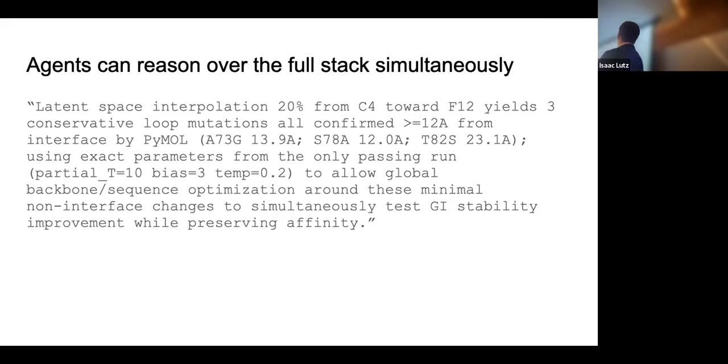And then also we take things from the experimental data, in this case, qualitative experimental data, to understand what we actually want to do here. The agent has chosen to preserve affinity while trying to improve the GI stability of the molecule. And so the agent is able to simultaneously reason over all of this, decide what it wants to do, create a hypothesis, test it out, and then iterate.